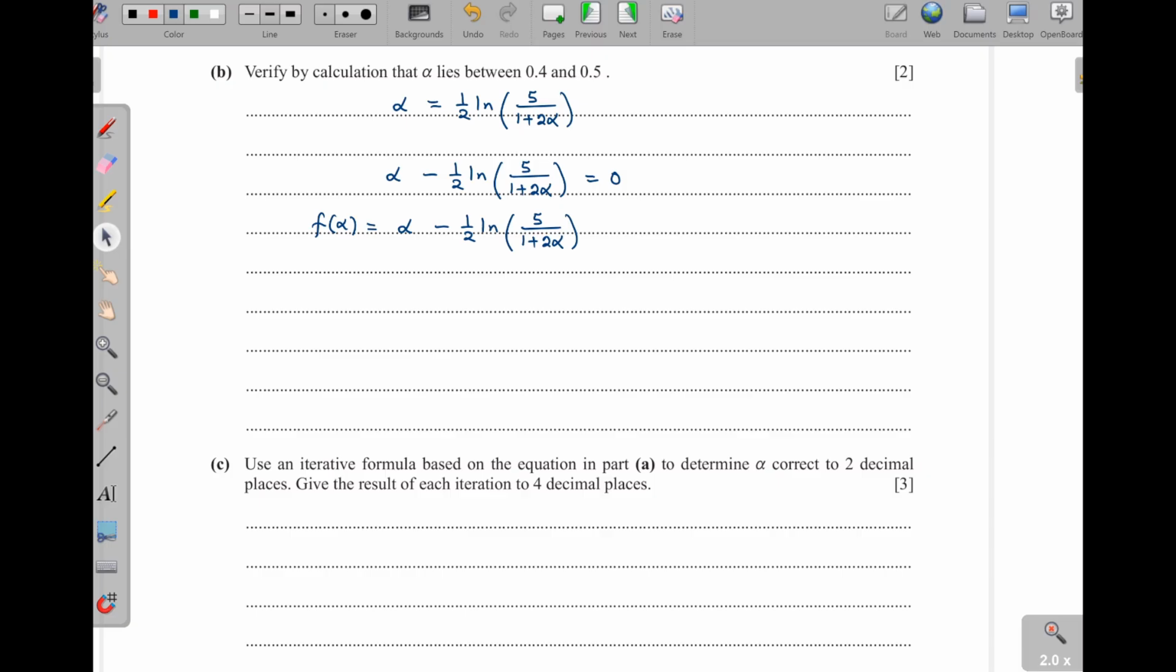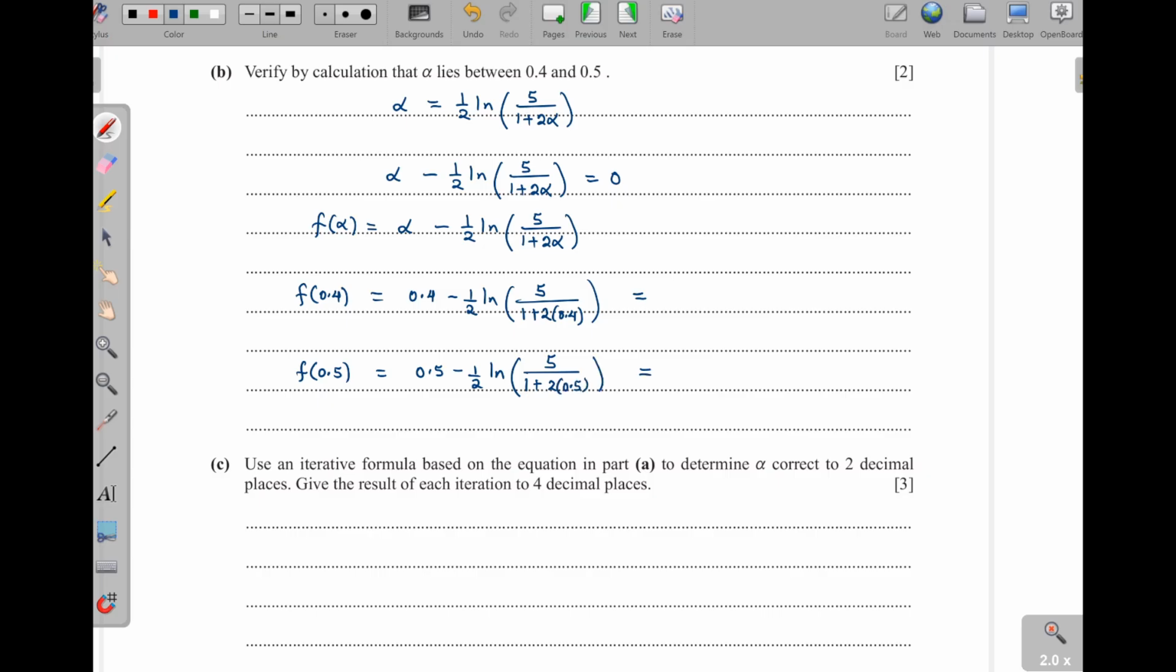You see that? Then we get f of 0.4. So wherever there is alpha, I'm going to put 0.4. Then also here minus a half, then the natural log of 5, then out of 1 plus 2 times that 0.4. Okay, what do I get? Then I also do the same for 0.5. Then this one will be 0.5, then minus a half, then the natural log of 5 out of 1 plus 2, then times the 0.5, like that.